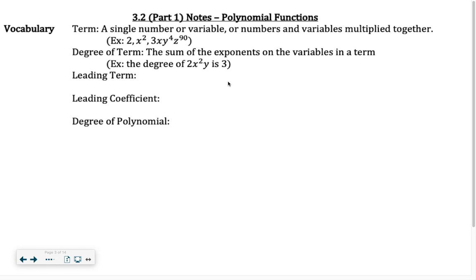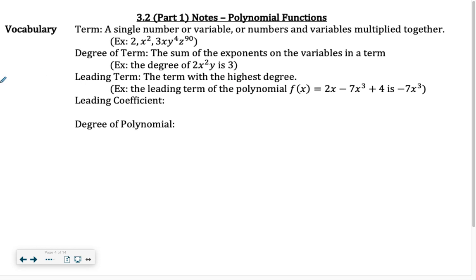Now, the leading term of a polynomial is just the term with the highest degree. So if we take this polynomial of 2x minus 7x cubed plus 4, the leading term would be this negative 7x cubed, the thing with the highest degree.